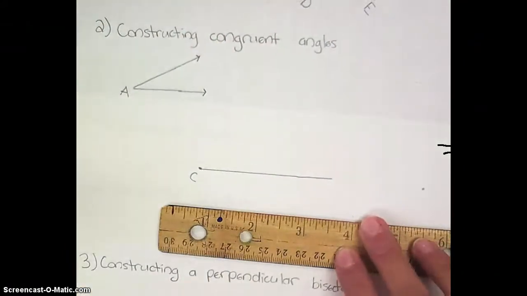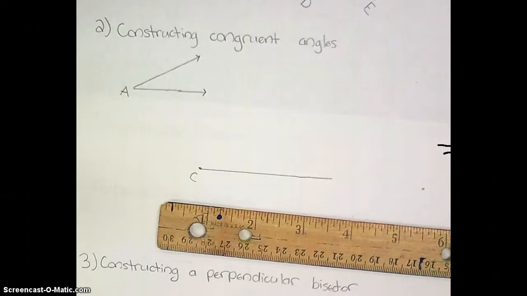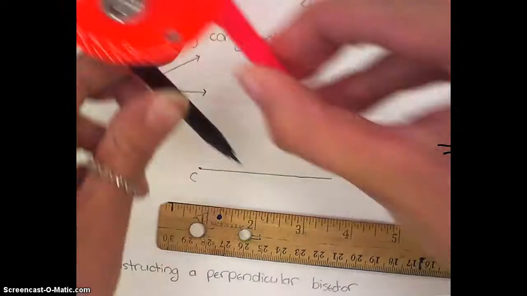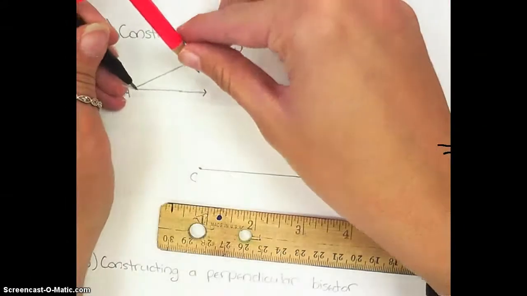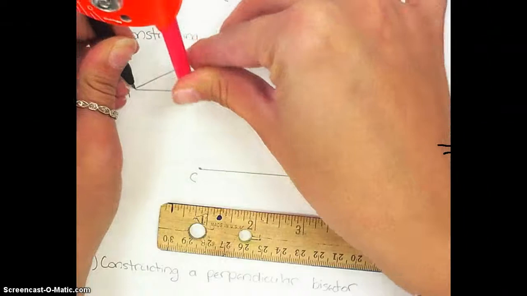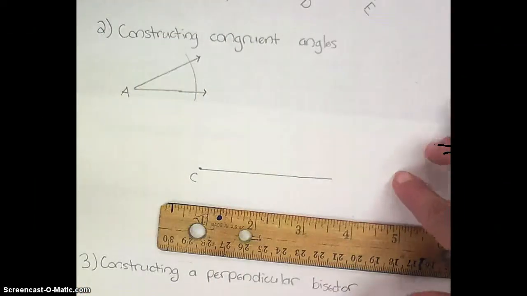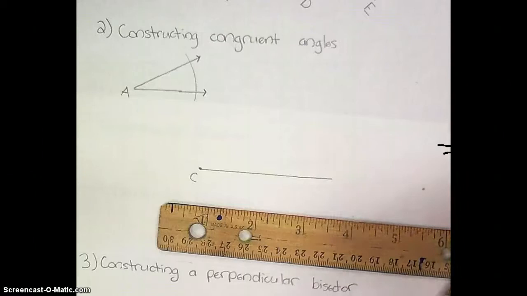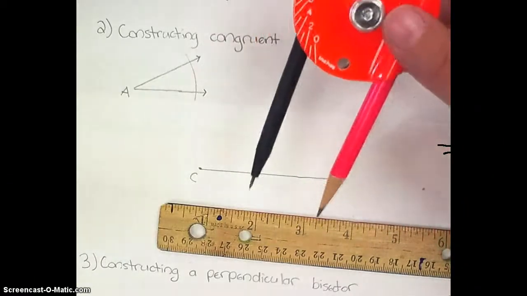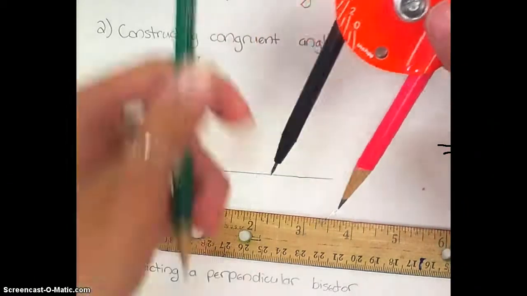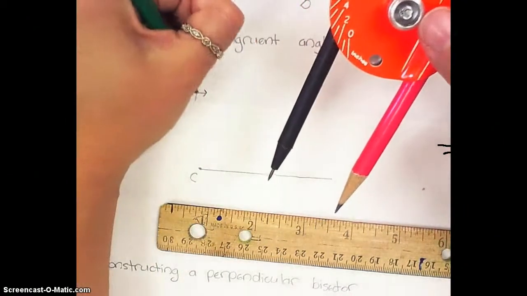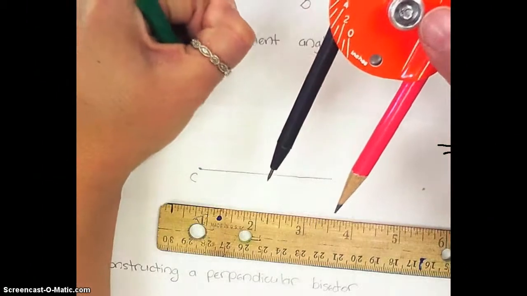Okay, once you have done that, you are going to, with your compass, make a mark that goes through both sides of angle A, just like that. It doesn't matter how big it is or how little it is, but make the mark and then make sure you don't move the setting on your compass. So we're going to label the points where it intersects the angle, B and C.